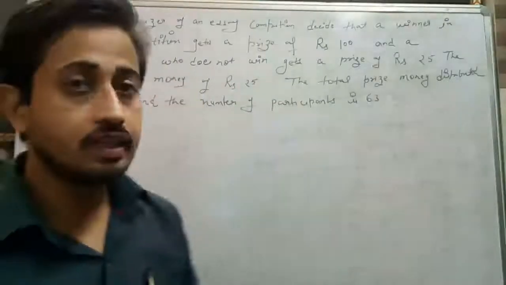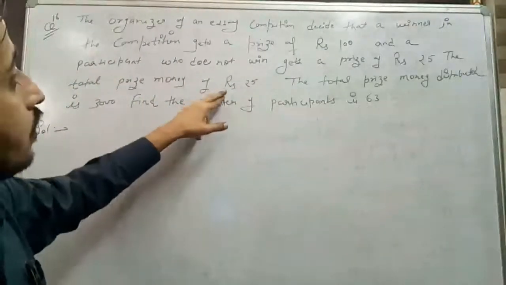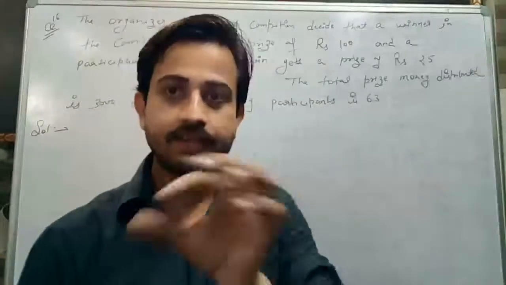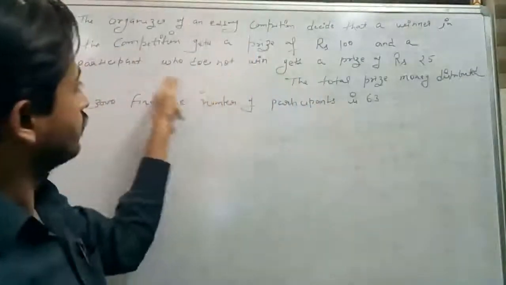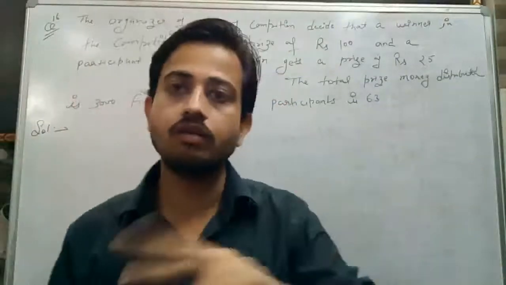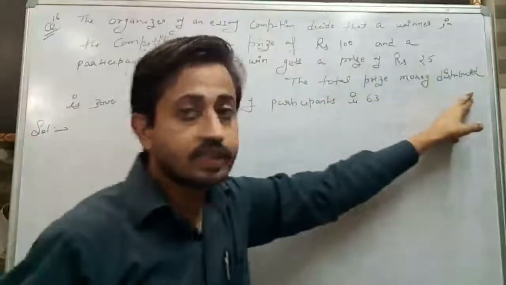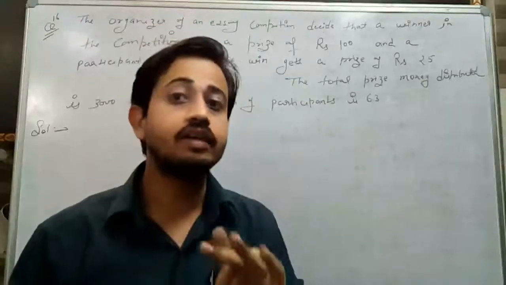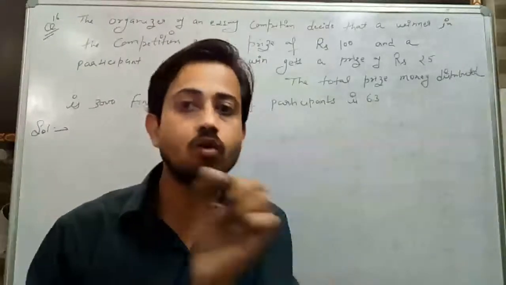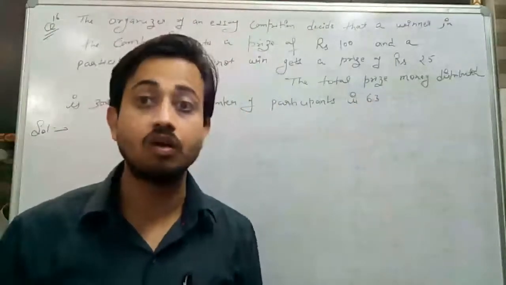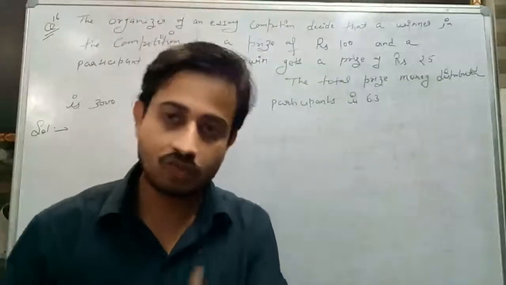The total prize money, firstly we have to wait. So please note, I wrote some part of the statement extra. So in this, if you win, you get 100 rupees. If you do not win, you get 25 rupees. And the total prize money distribution is 3000. It means the organization has a total cash of 3000, and wants to distribute it among winners and other participants. And the number of participants is 63, but we don't know how many are winners. So we have to take the number of winners first.